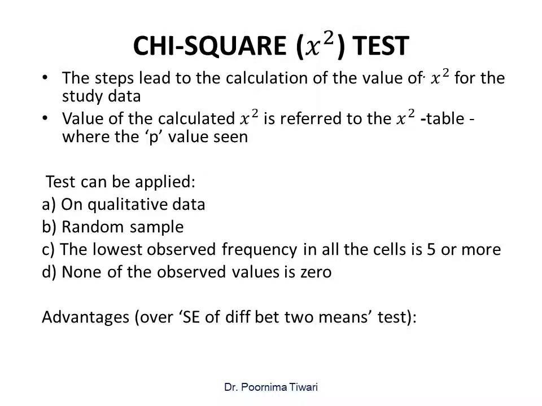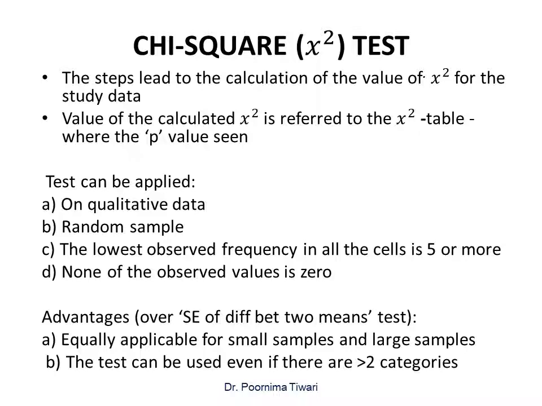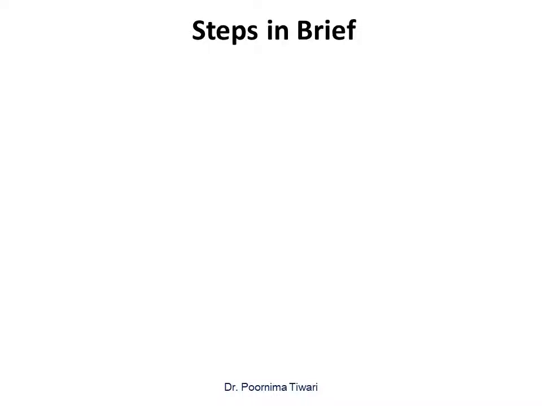Advantages of chi-square test over the standard error of difference between two proportions are that chi-square test is equally applicable to small samples as well as large samples, and the test can be used even when there are more than two categories, where the standard error of difference between proportions cannot be used. We will first discuss the steps in brief and then in detail with an example.